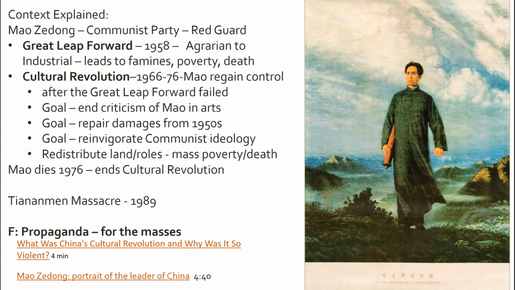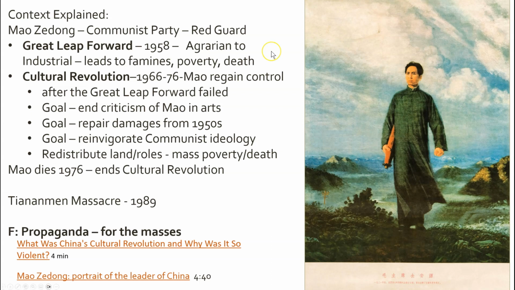Then shortly after that, in the 60s to the 70s, this is when the Cultural Revolution starts. So Mao is trying to reassert himself as a leader after the epic failure with the Great Leap Forward. And the Cultural Revolution, think of it as an advertising campaign. It's a way to re-promote and change the narrative of the negatives that happened during the Great Leap Forward.